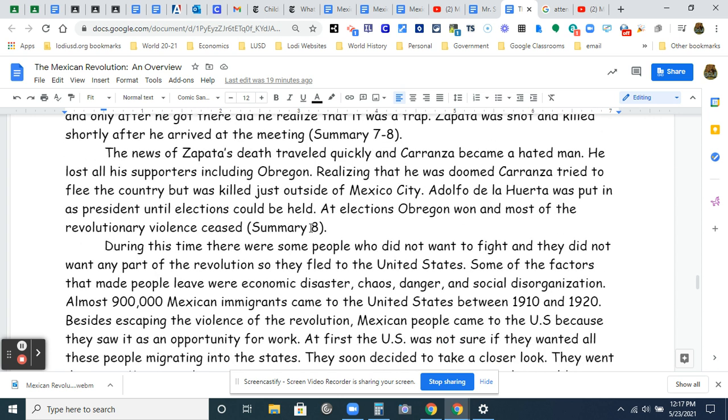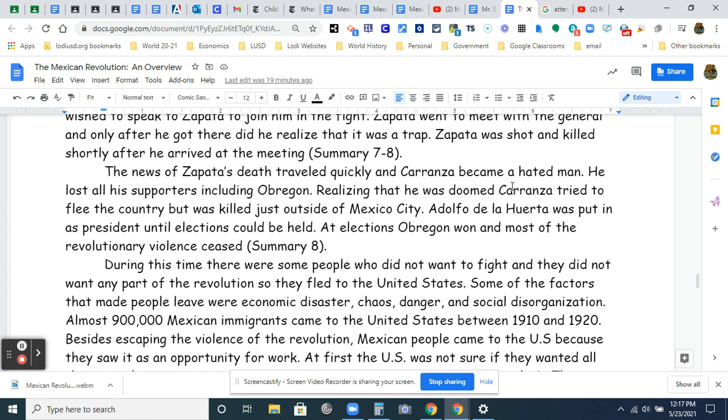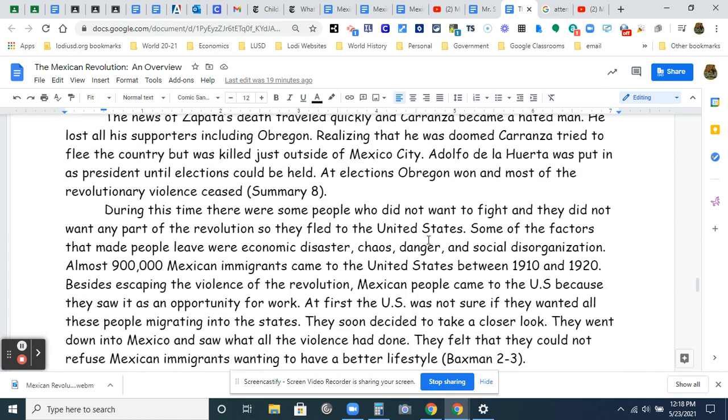The news of Zapata's death traveled quickly, and Carranza became a hated man. He lost all his supporters, including Obregon. Realizing that he was doomed, Carranza tried to flee the country, just like others before him, but he was killed just outside of Mexico City. Sound familiar? Adolfo de la Huerta was put in as president until elections could be held. As Obregon won the elections, most of the revolutionary violence ceased.